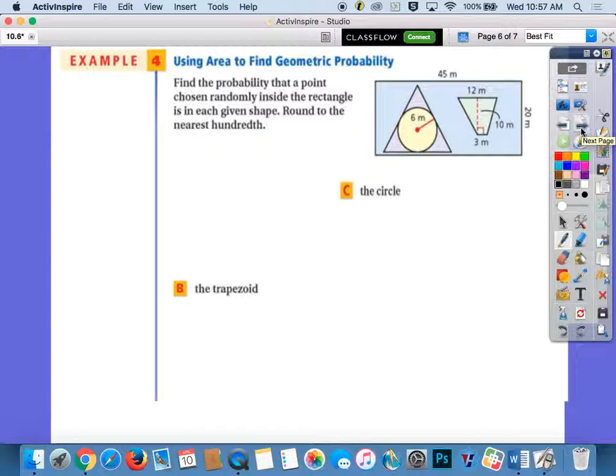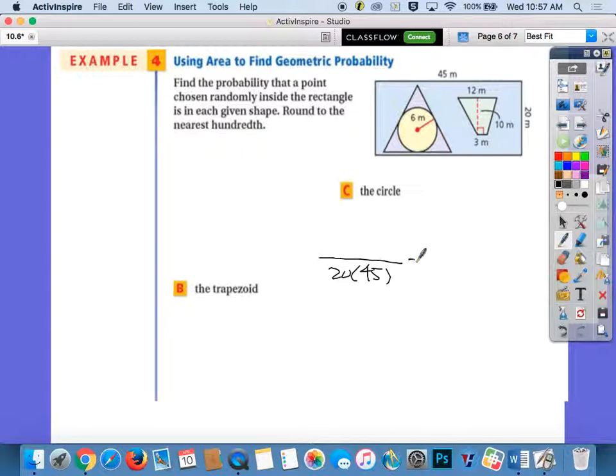Alright guys, the last thing we'll talk about is area. So, find the probability that a point chosen randomly inside the rectangle is in each given shape, round to the nearest hundredth. Okay, so our sample space is going to be the area of the total rectangle. Alright, so if I take a pen and I drop this right on a field, a football field, and from a bird's eye perspective, what's the probability that it lands in the circle here?